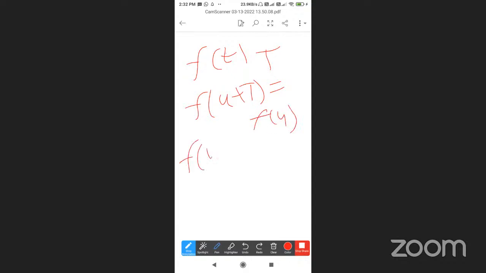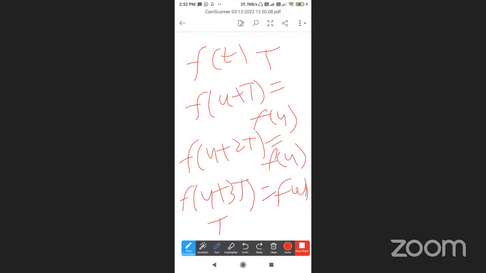Here f of t is the function, capital T is the period. f of u plus capital T is equal to f of u. f of u plus 2T is equal to f of u. So capital T is the period, f of u plus 3T is equal to f of u. Capital T is the period of the function.